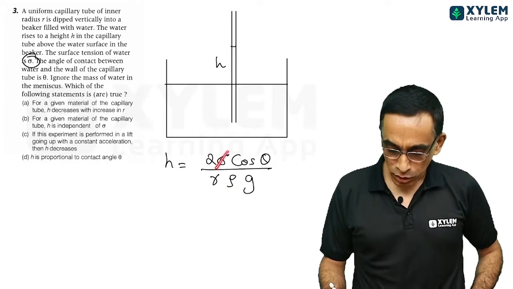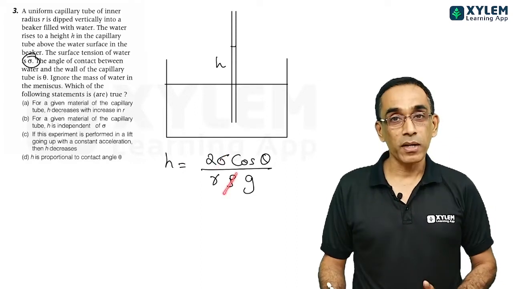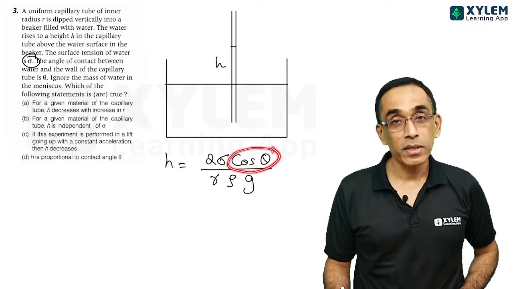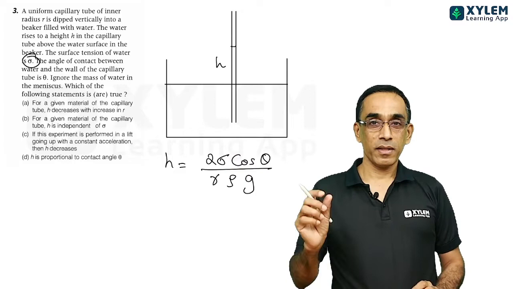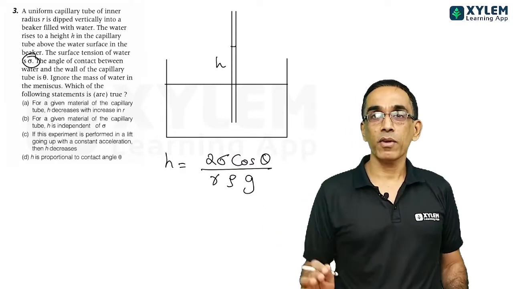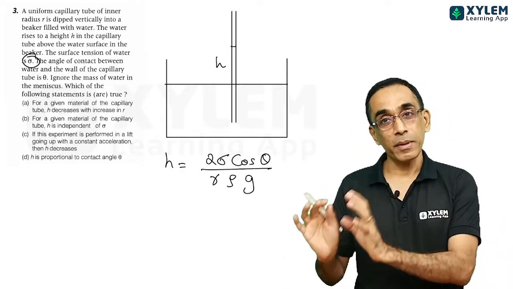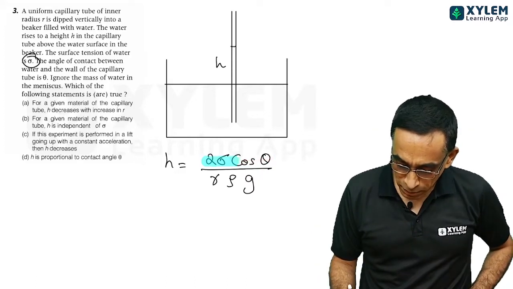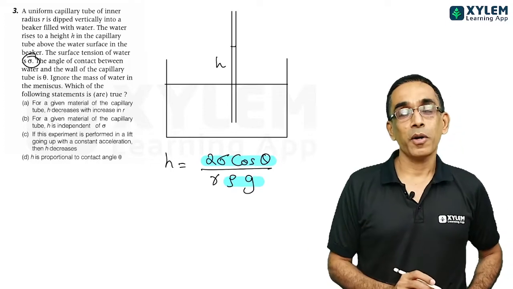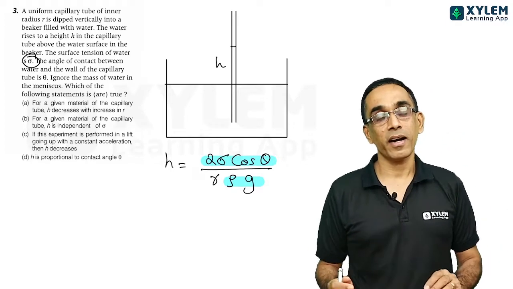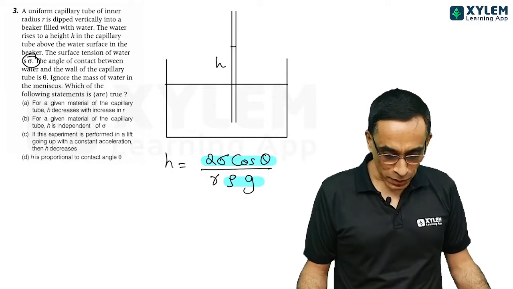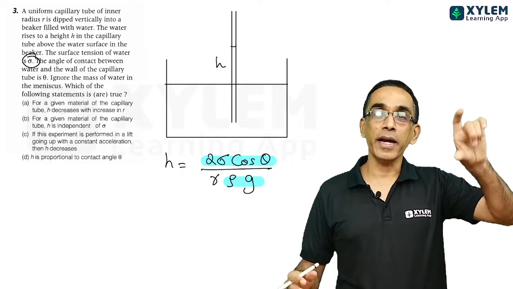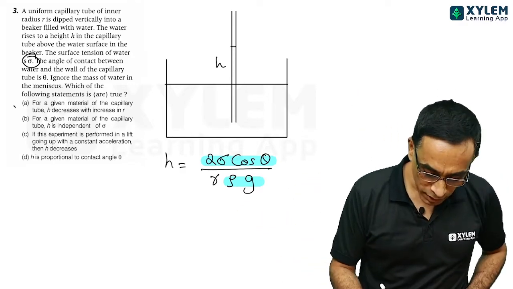So naturally, surface tension of water is constant, density of water is constant, acceleration due to gravity is constant. This cos theta will depend on the material of the tube. So if you change the tube, that angle theta will vary. But here it is given a particular material. That means cos theta is also going to be constant. So here, if 2 sigma cos theta over rho g is constant, how are H and R related? Inversely proportional. So what will happen? When R increases, H decreases. It means a wider tube will reduce the height. So option 1 is a correct statement.